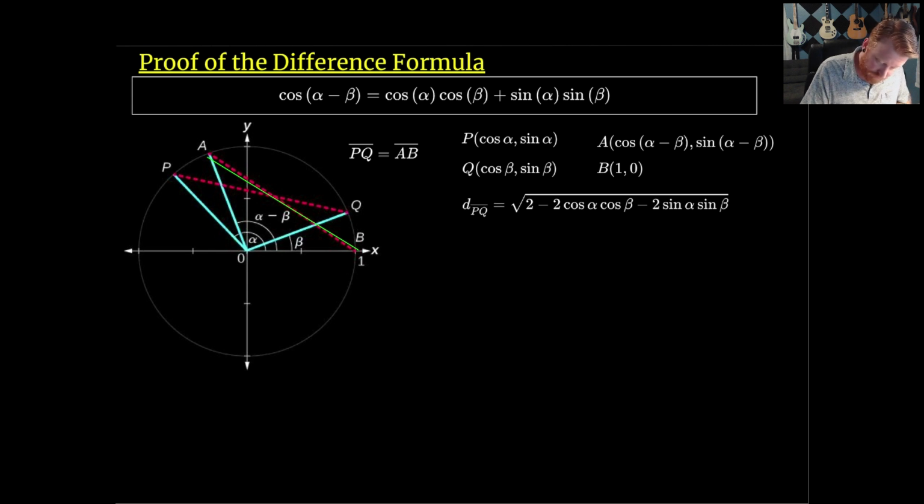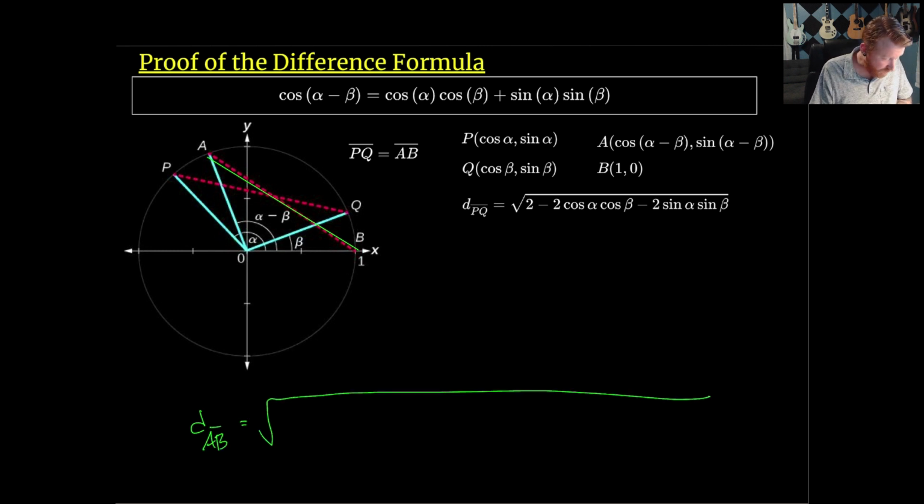And we are going to do the same thing that we did before. So let me write it down here. The distance for this line segment from A to B is going to be the square root. This time my x value is going to be cosine alpha minus beta. So cosine alpha minus beta. And I want to subtract from that just 1.